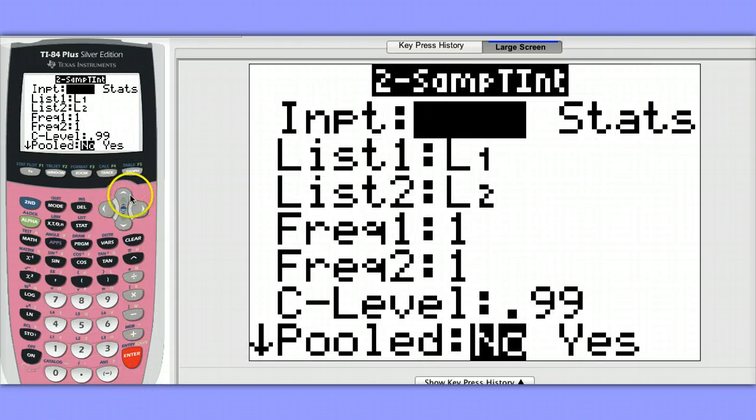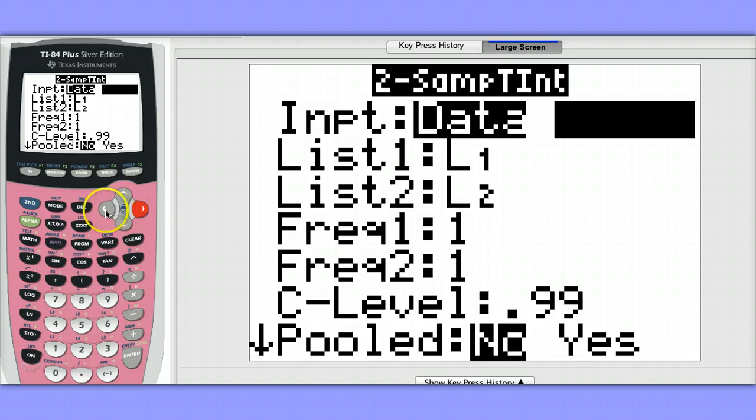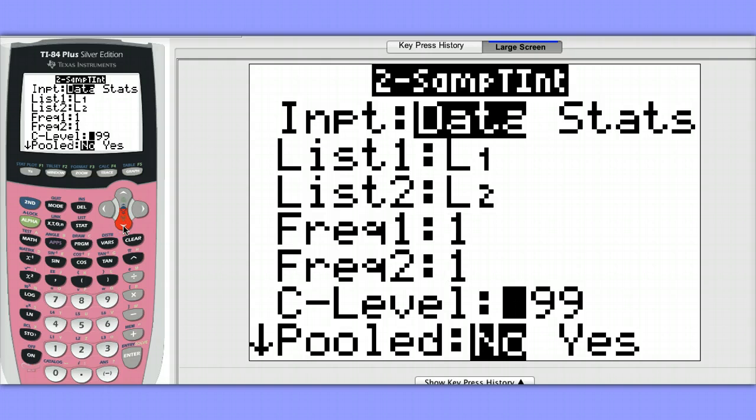I already have the data entered in my calculator. If we were given the raw statistics instead of the data, we'd go over here to Stat and choose Stat. But I have the data entered in list 1 and list 2, and my confidence level is 99%.